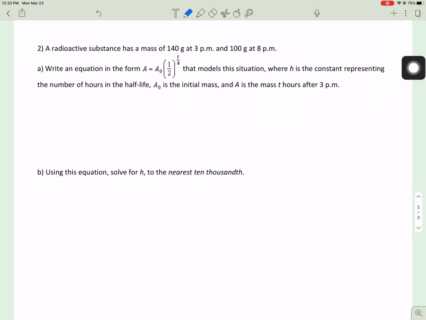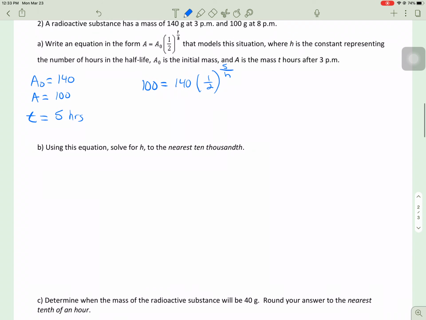A sub 0 is the initial mass, which is 140. And A is the mass after t hours. So A is the mass 100 after, well, how long has passed from 3 to 8? 5 hours. So we get 100 equals 140, parentheses 1/2, to the 5 over h. We just don't know what h is. We don't know how long the half-life is. But now we can figure it out. So let's do it. Using this equation, solve for h to the nearest 10,000th.